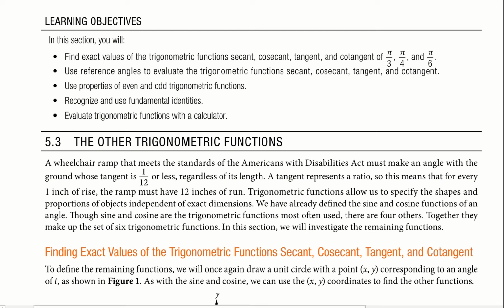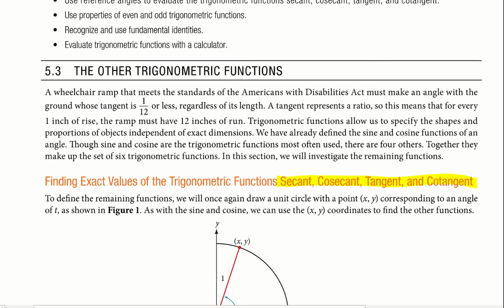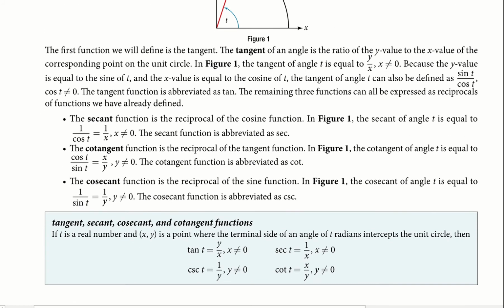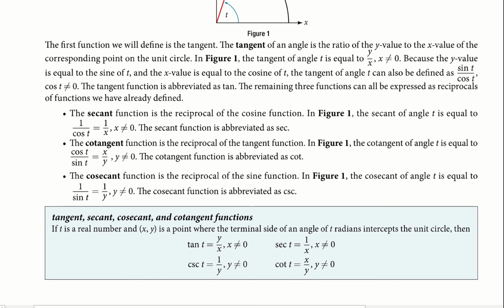Welcome to 5.3, the other trigonometric functions. So these ones we're going to go through. As you can see, there are 4 other ones other than sine and cosine. These are all made up of sine and cosine, as you will see. We'll go over them very quickly. So tangent, secant, cosecant, and cotangent.